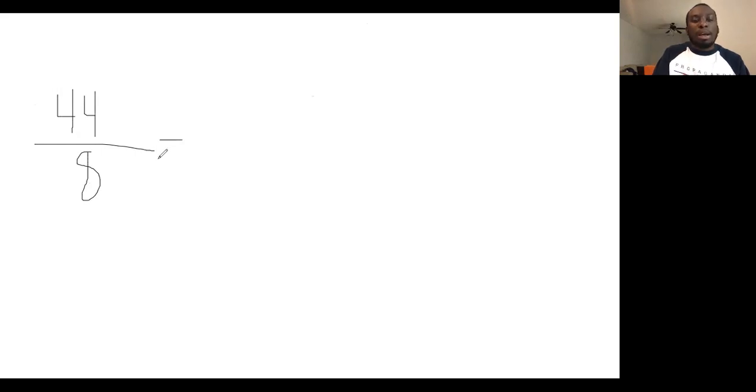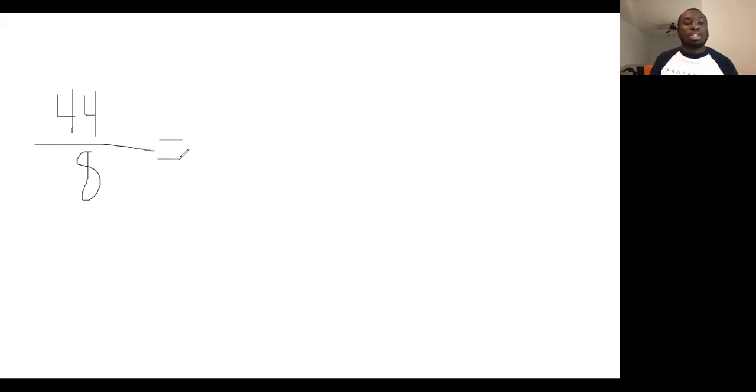Now, I'm sure my scholars know that this is what type of fraction? This is an improper fraction. It is improper because the numerator is greater than the denominator. If my numerator is larger than my denominator, that makes it improper. And in fractions, we do not like improper fractions. We want all of our fractions to be proper.